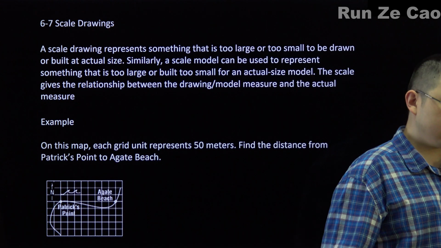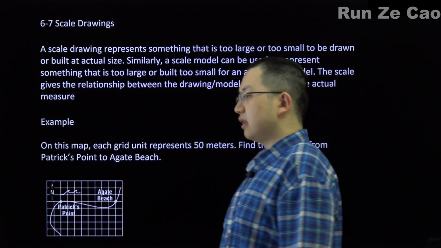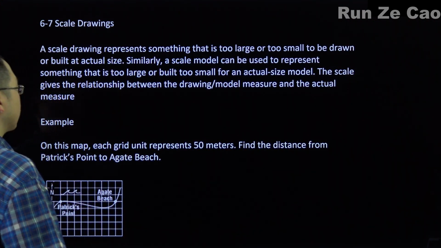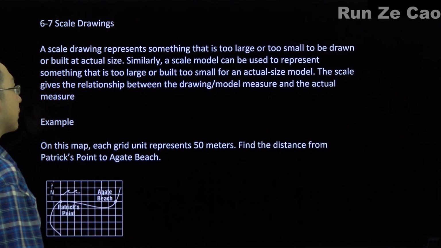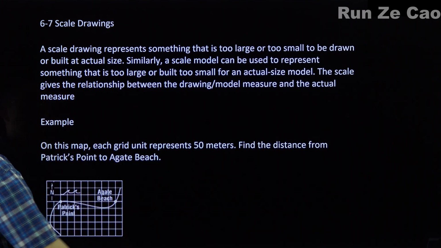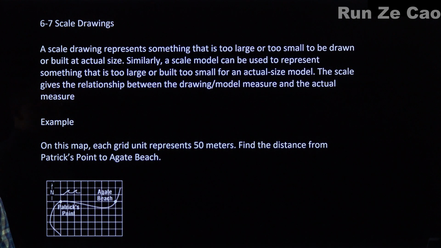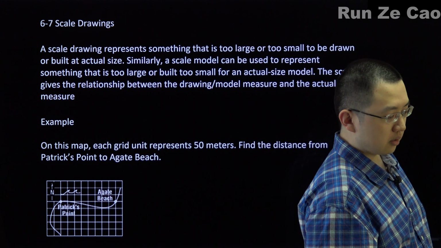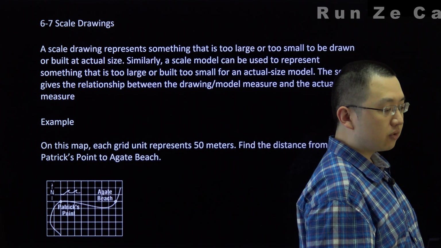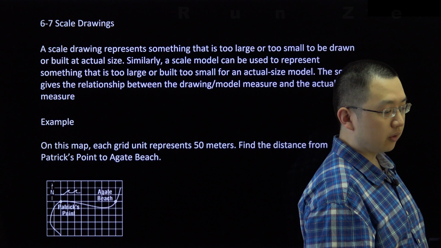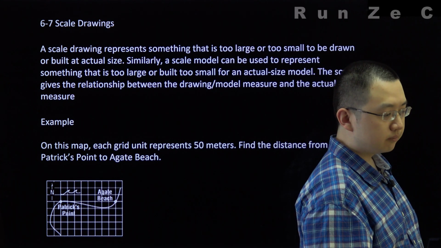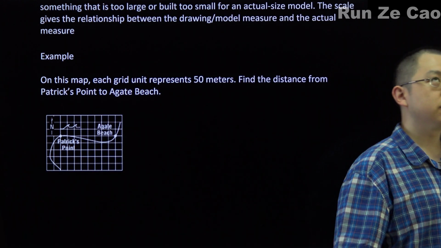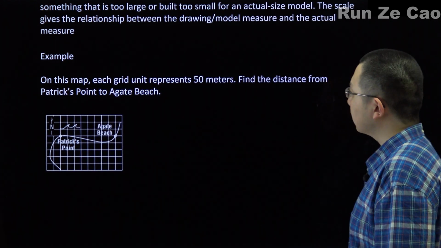A scale drawing is something that's too large or too small to actually show at actual size or build, as the case may be for a scale model. So the scale gives you the relationship, so the proportions, the ratio between the drawing or model measure and the actual measure. Often in everyday life we use proportions and ratios interchangeably, but this should really not be the case.